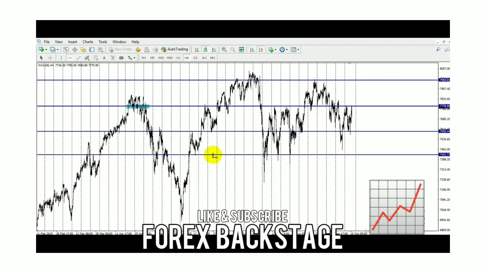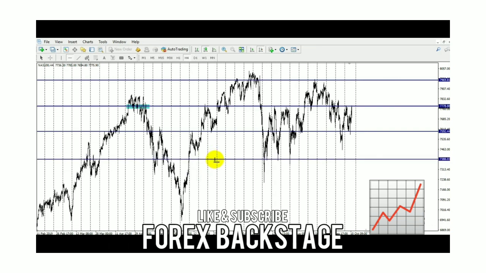Another line we can put, I think, yeah, this line here. Why I put this line here is because the market respected this line here, and then again respected this line here, and finally here, as you can see here. And then our last line is this one here. Let me just put it here.